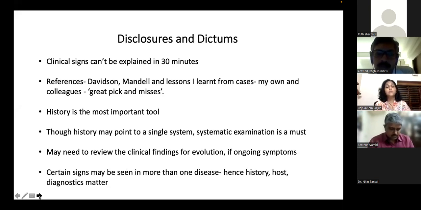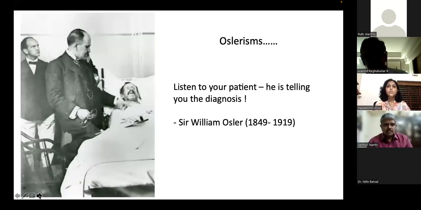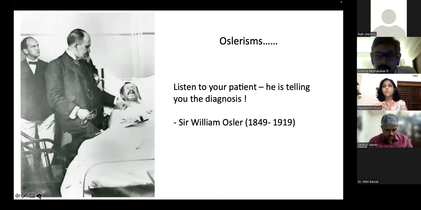Certain signs may be seen in more than one disease, so they may not be pathognomonic, but they may give a clue. If you put together the history, the clinical signs, the tests and the investigations, you will definitely get the diagnosis most of the time. I will start with William Osler: listen to the patient, he is telling you the diagnosis. It is not just a phrase, it is actually a fact.